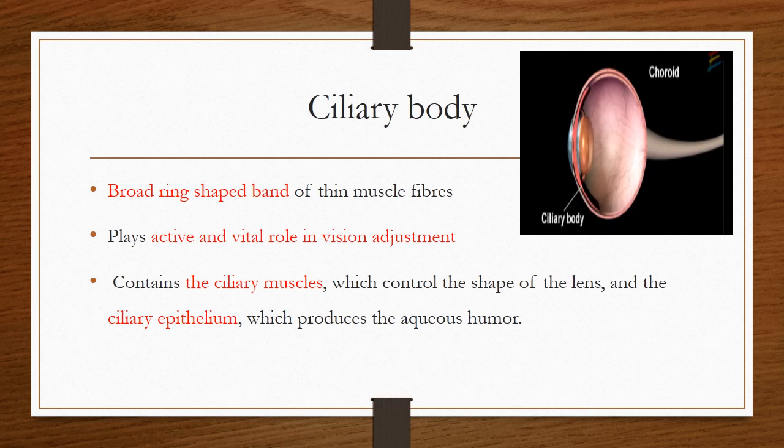So when you have to focus on a near object, the shape of the lens is changed. It becomes convex, it becomes thick, and when you have to focus on a distant object, the lens becomes thinner. So the ciliary muscles help to control the shape of the lens. And the other part is the ciliary epithelium, which produces a watery liquid that is known as aqueous humor. We will discuss it later on.